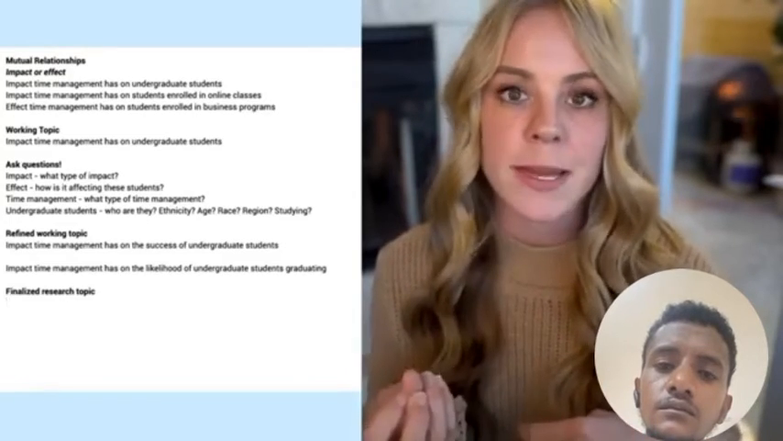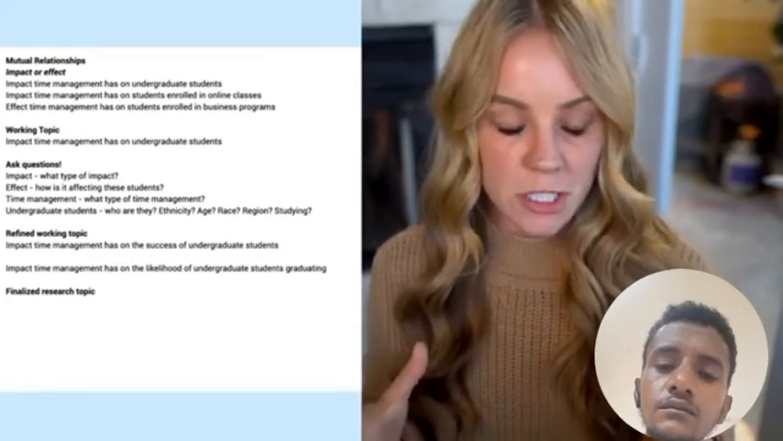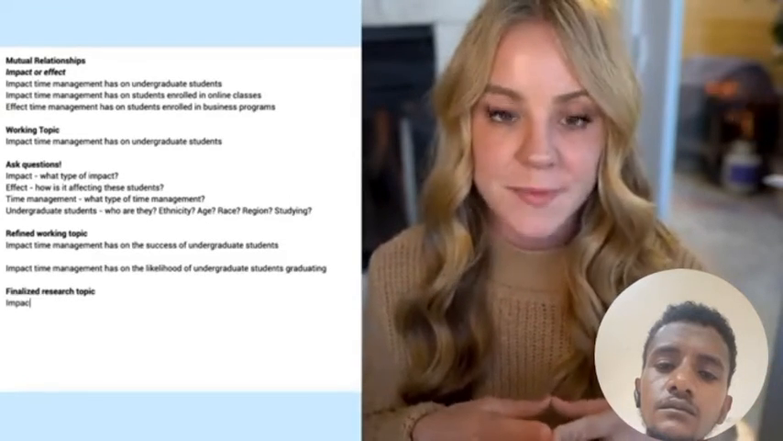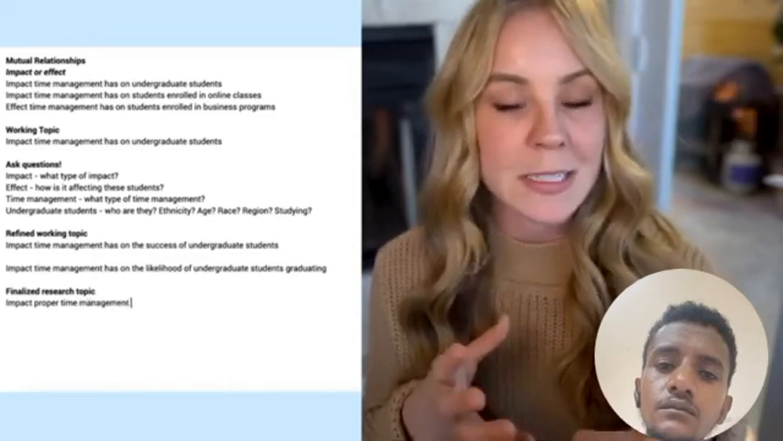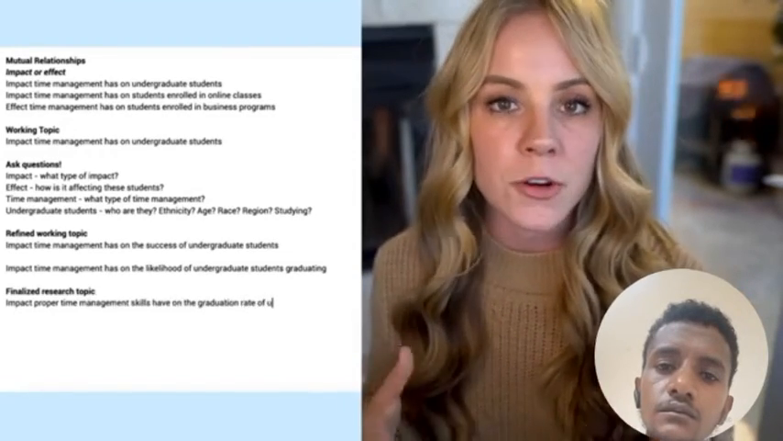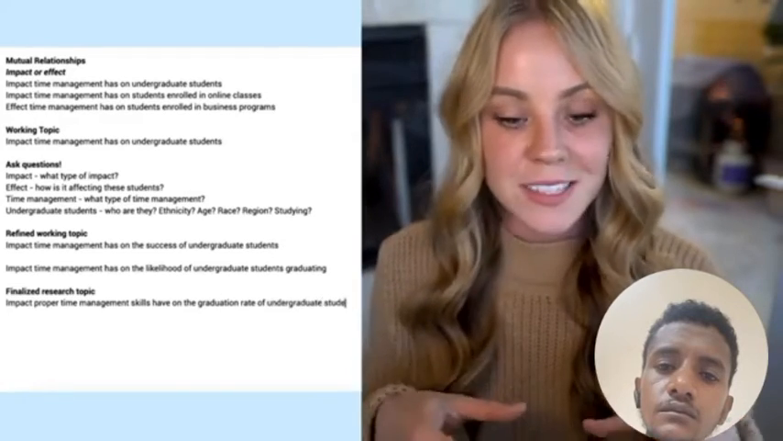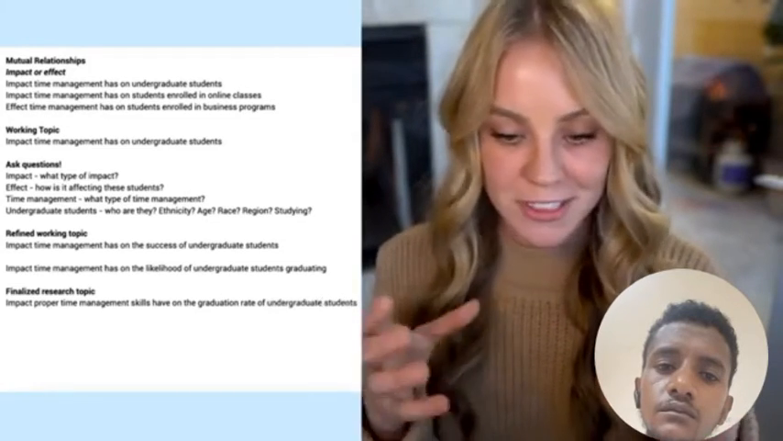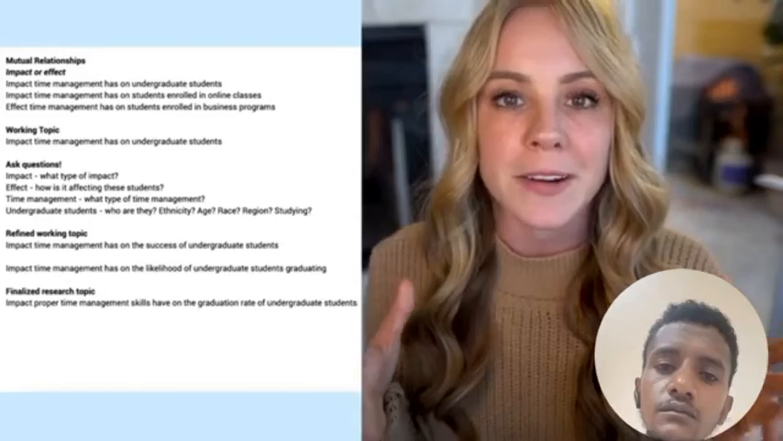So after fine-tuning it, our final researching topic would be something like this. Impact proper time management skills have on the graduation rate of undergraduate students. That's a strong, solid research topic that provides parameters to our research. So now in next week's video, I'm going to show you how to take this finalized topic and turn it into a research question to guide your research.